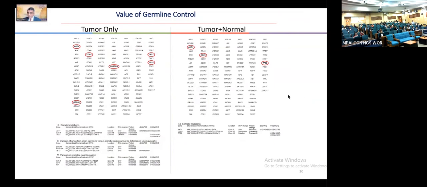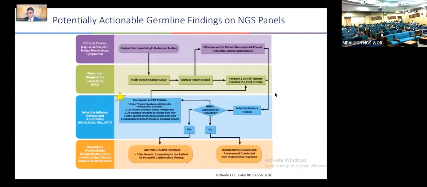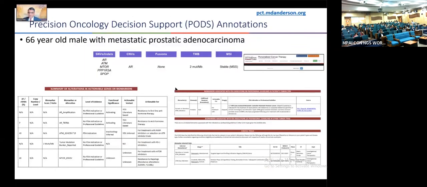On all our solid tumor panels, we do tumor normal analysis using blood or normal tissue. What it does is it leads to identification of these potentially actionable germline findings, and we have established elaborate workflows to handle these in conjunction with our clinical colleagues. Again, some more papers that we published show these clinical workflows and how we are able to identify these variants and, in a timely manner, alert the clinical teams and contribute to patient care.